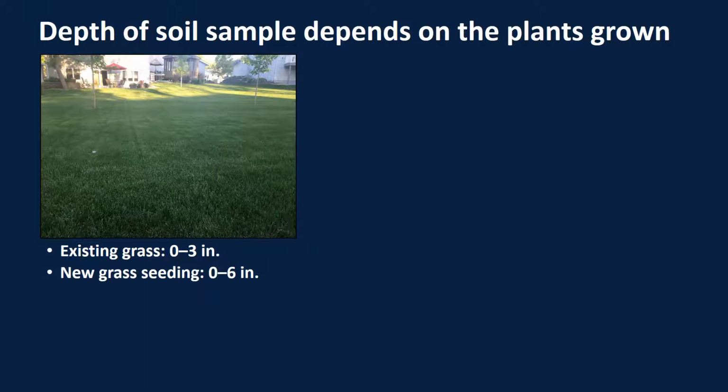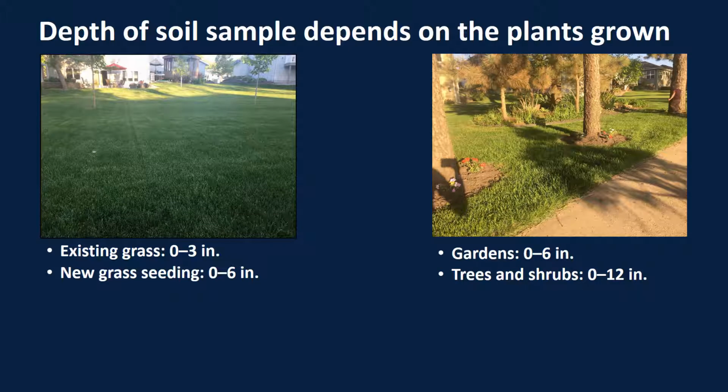So for existing grass, we only need to sample the top 3 inches. For a new grass seeding, we want to sample the top 6 inches. For looking at gardens, about the top 6 inches as well. And trees and shrubs access nutrients a little deeper, so we're going to go from 0 to 12 inches.